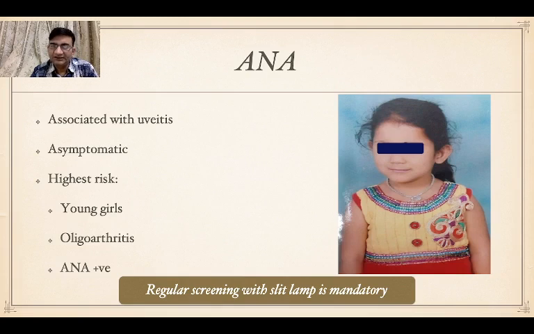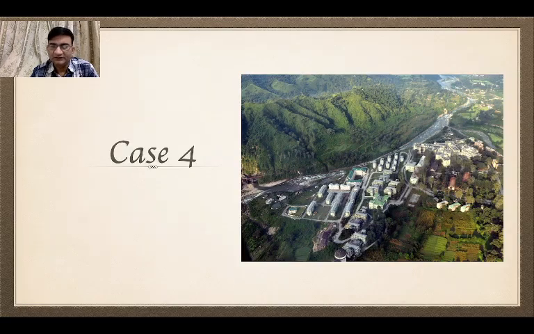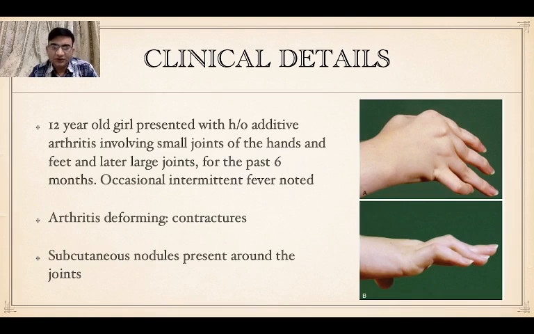So we get an ANA done. If it is positive, they are at a very high risk of developing uveitis, which unfortunately is asymptomatic. So screening has to be done and which has to be regular. Coming on to the next case.